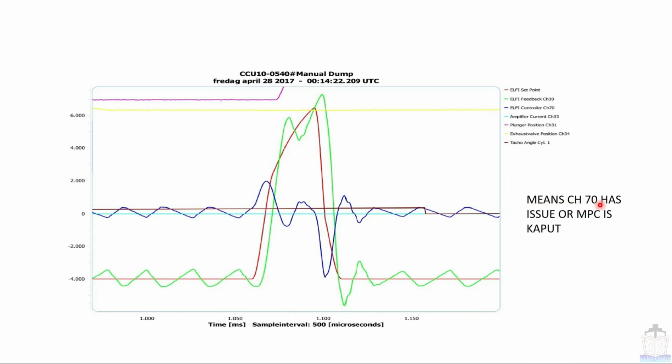Means channel number 70 has an issue or the MPC is kaput. So in this way you can make out which channel you need to focus on. Now I am winding up this chapter here only.